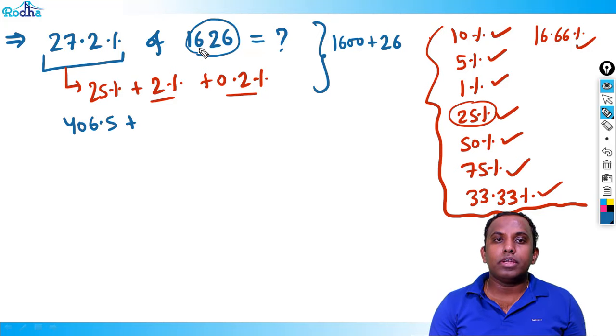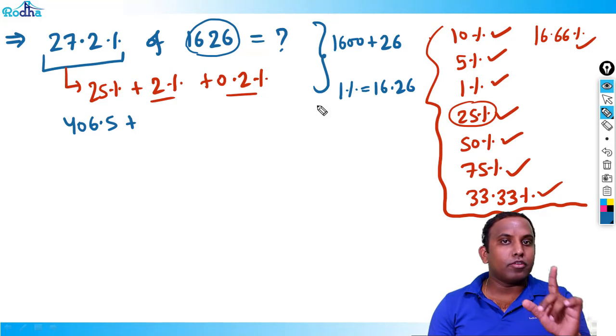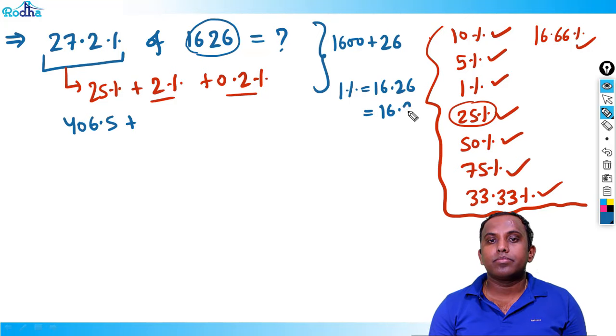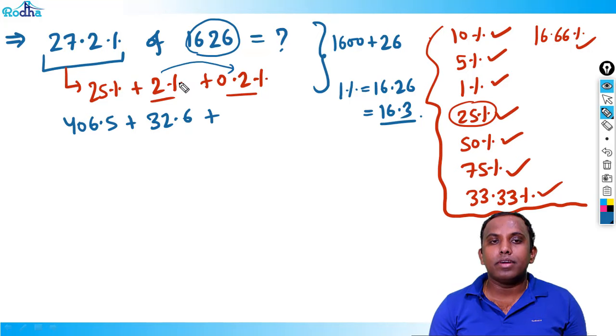What is 1% of 1626? 16.26. I always told you to consider one place of decimal. It becomes 16.3. So if 1% is 16.3, what is 2%? Double it, 32.6. Plus 0.2%. Now 0.2% is 1/10 of 2%, so what is 1/10 of 32.6? It is 3.26, and again to one place of decimal, I'll write it as 3.3.